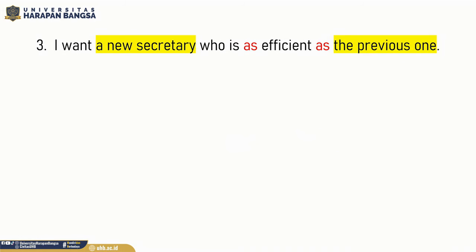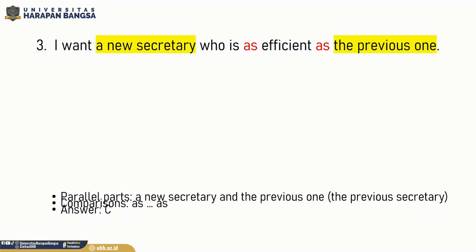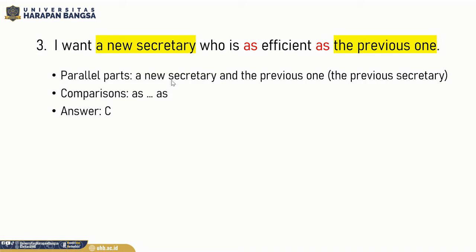I want a new secretary who is as efficient as the previous one. So the parallel structures are a new secretary and the previous one, or the previous secretary. The comparison used is "as", and the answer is correct.